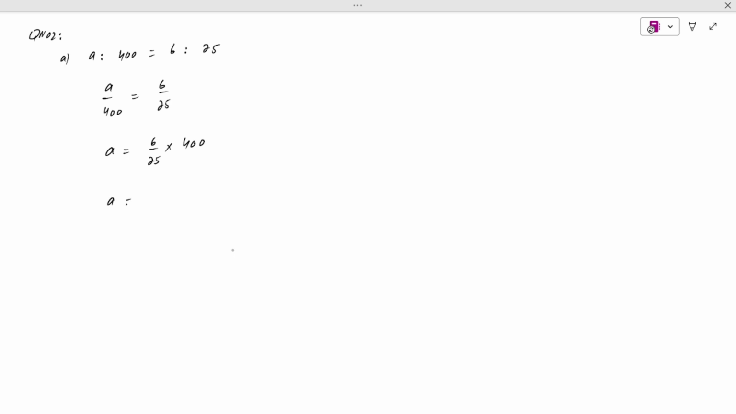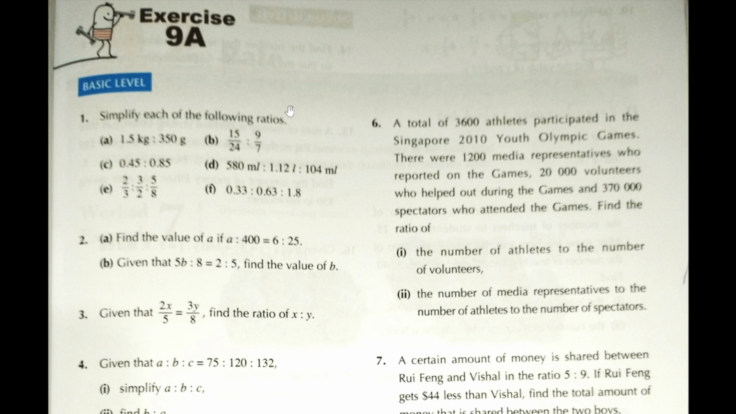Simplifying, we get the value of A, that is, as you know, 25 16s are 400. So multiplying 16 by 6, we get the value of A, which is equals to 96. So this was the part A, and the part B of question number 2 is given that 5b ratio 8 is equals to 2 ratio 5. Find the value of b.